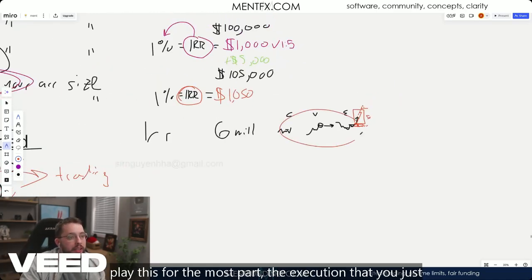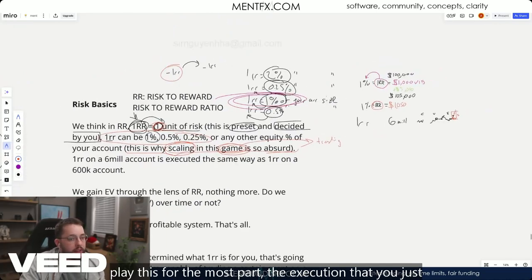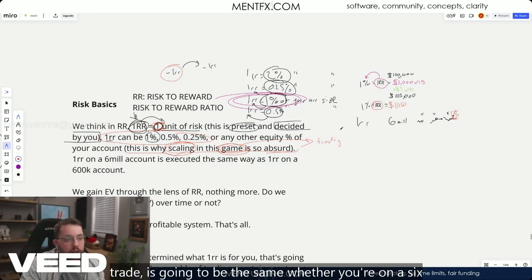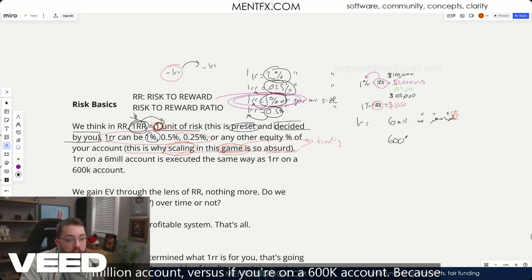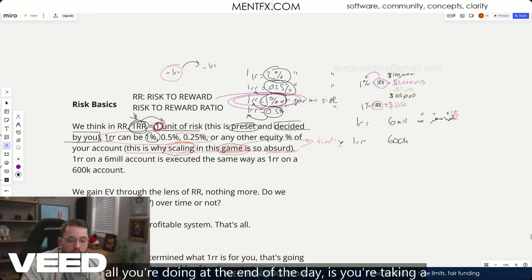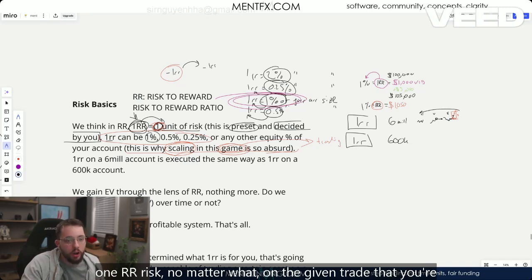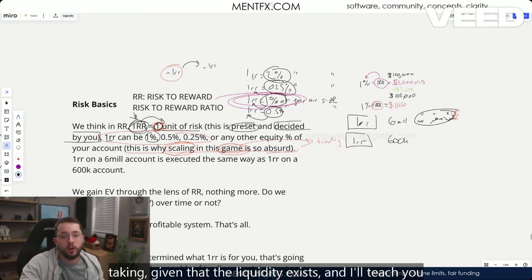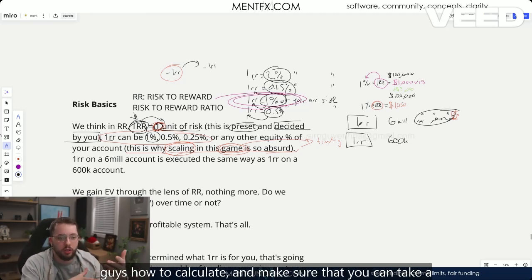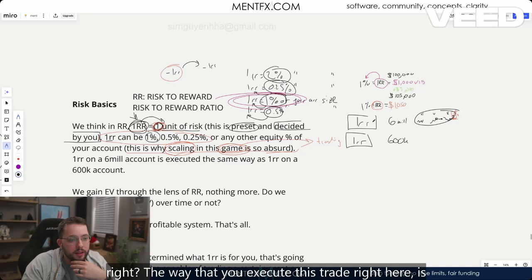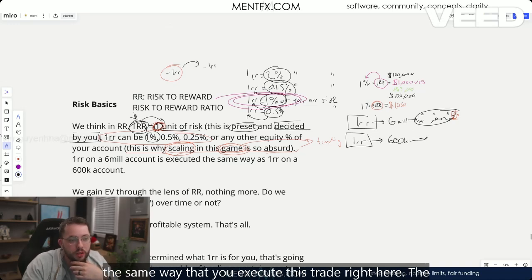And this is a return of 5x your risk, right? The way that you would play this, for the most part, the execution that you just did, so this execution of the EVC aligning and you taking a trade, is going to be the same whether you're on a 6 million account versus if you're on a 600K account. Because all you're doing at the end of the day is you're taking a 1RR risk, no matter what, on the given trade that you're taking, given that the liquidity exists. And I'll teach you guys how to calculate and make sure that you can take a trade based on the liquidity and the size of your account, right? The way that you execute this trade right here is the same way that you execute this trade right here.